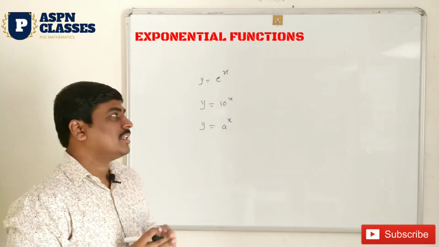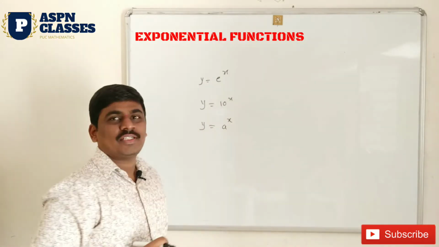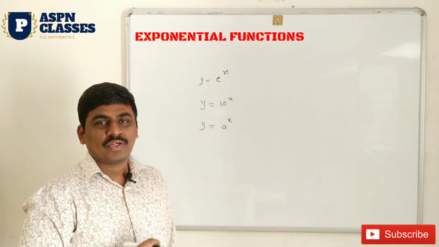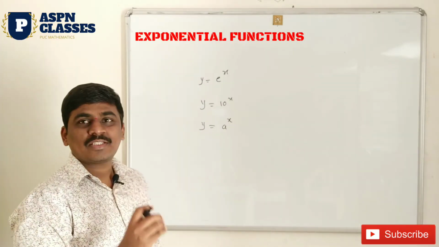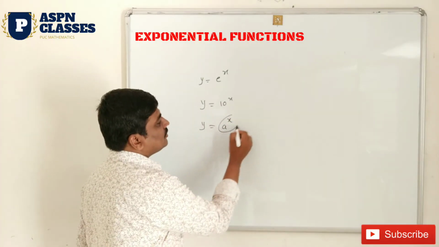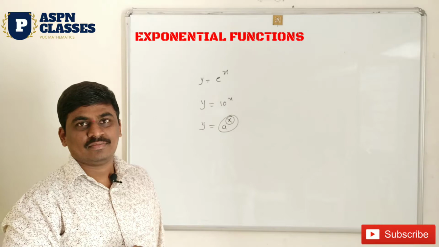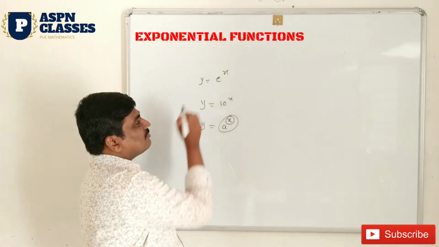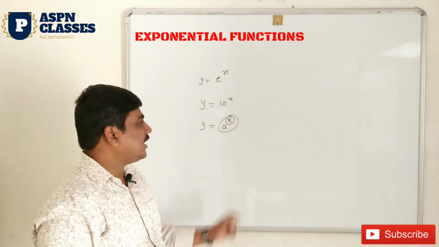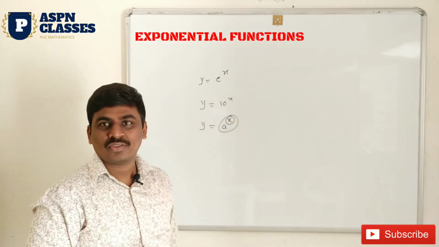Exponential function means the base is always constant. The result, the power you are getting, is the variable here, and the bases are always constant. e is a constant, a is also a constant, and 10 is also a constant.